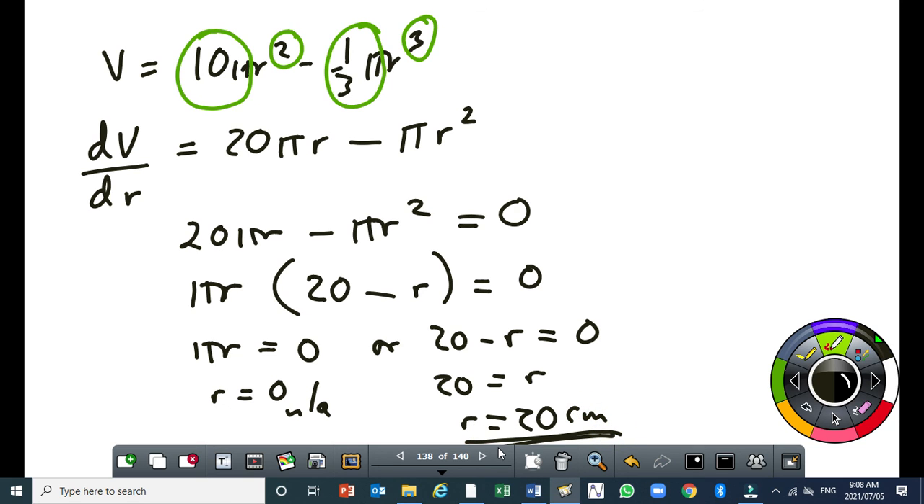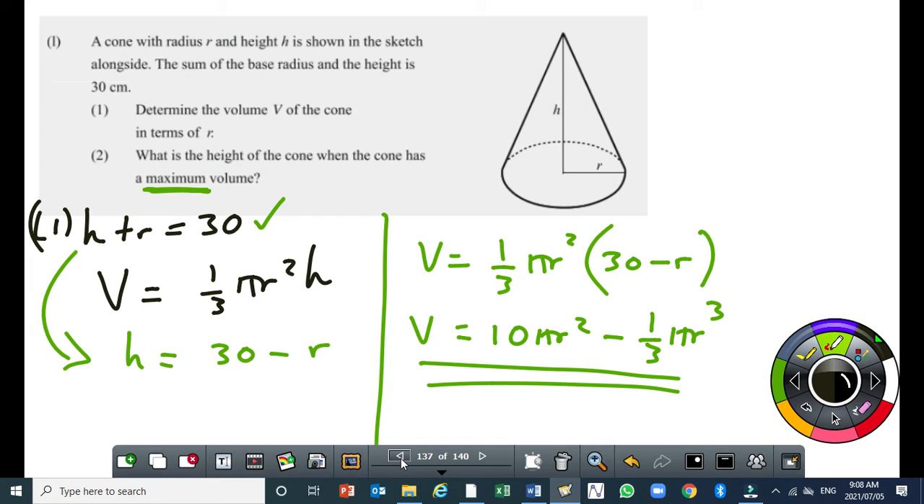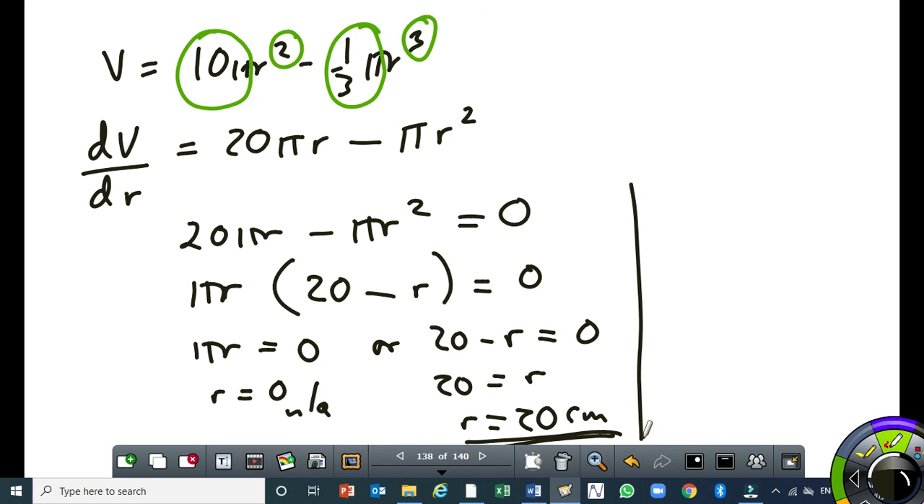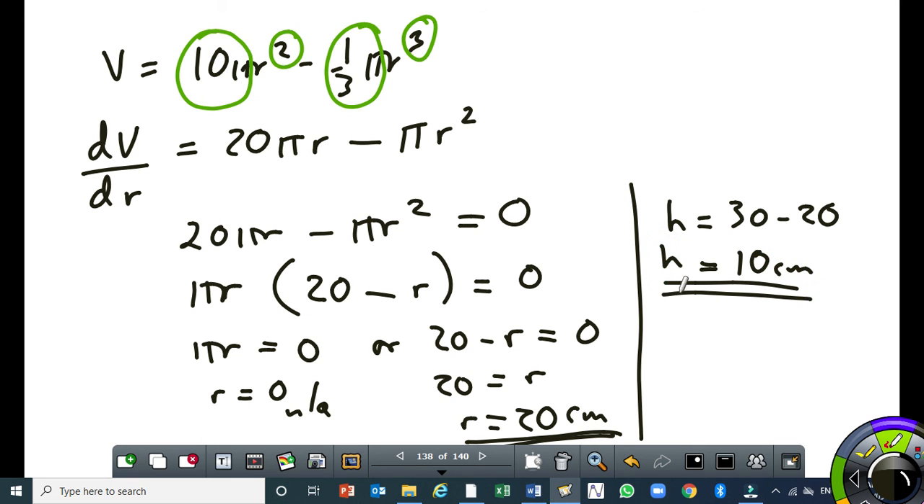Listen, in most cases, most letters, they won't write the limits. Now, we are not trying to find r here, remember. We are finding what? H. Don't forget that. The question says, what is the height of the cone when the cone has maximum volume? So we go back here. See this equation, we substitute there. Or we can just go to this one here. So h is going to be 30 minus r. Usually, when you are dealing with dimensions, you can't get negative answers. So that will be 10 centimeters. This is our final answer.